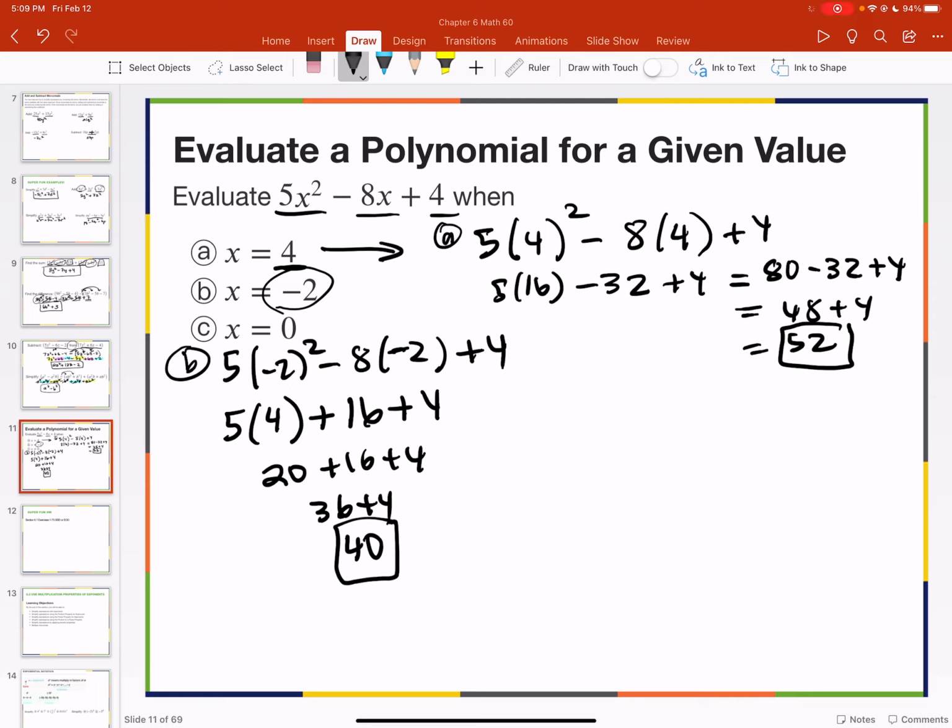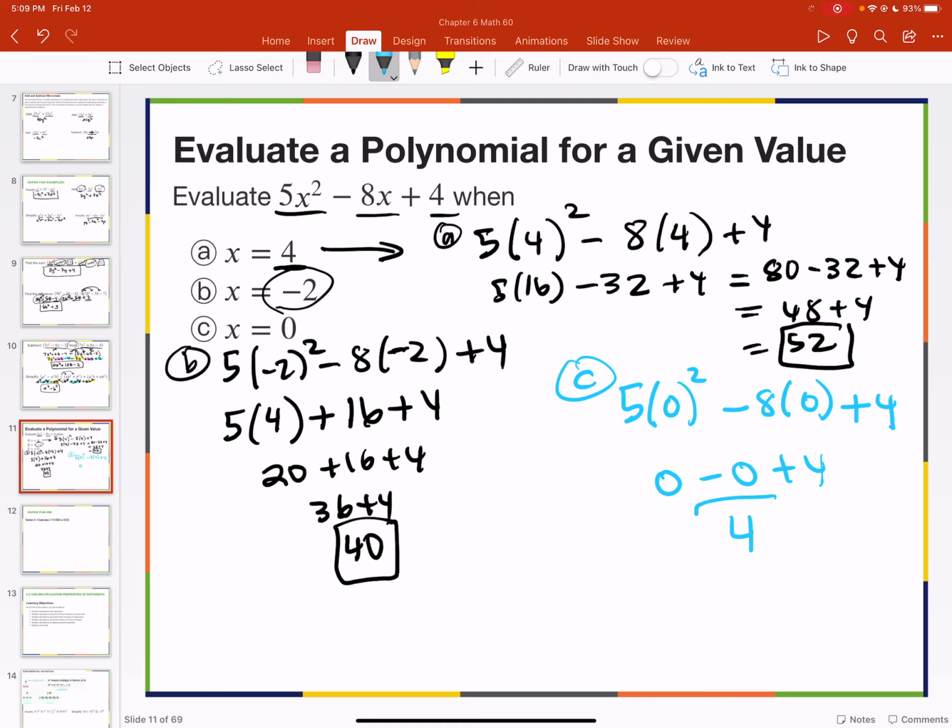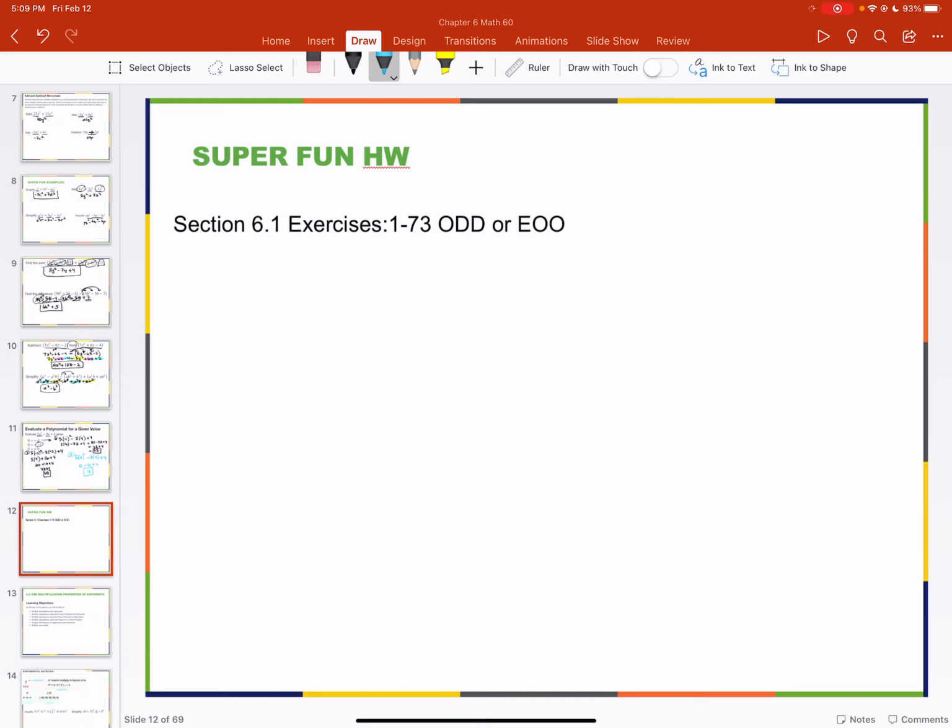Okay. And then finally, so this was B, this was A. And let's go ahead and do C over here in another color. So then we're plugging in 0 for x. So 5 times 0 squared minus 8 times 0 plus 4. That's going to be 0 minus 0 plus 4. So your answer is just 4. Okay, so we really like that when it's zero. Okay, so that's it for 6.1.